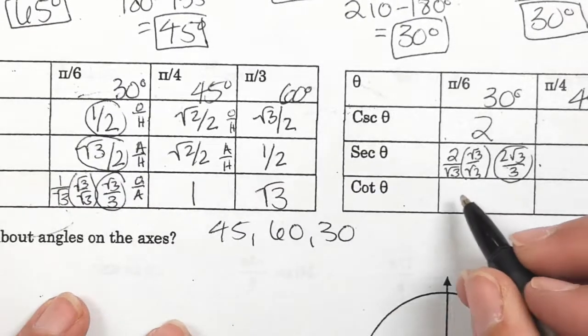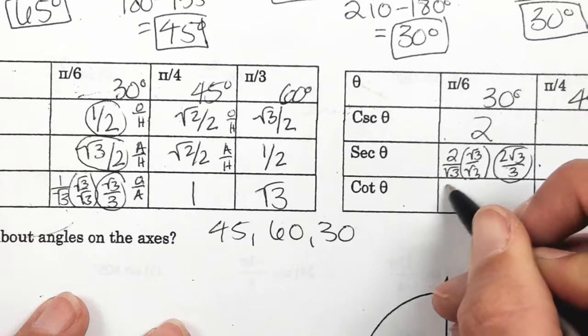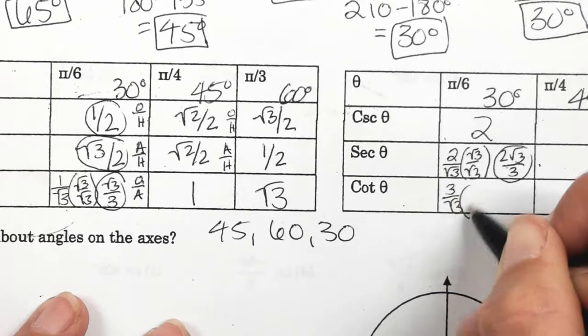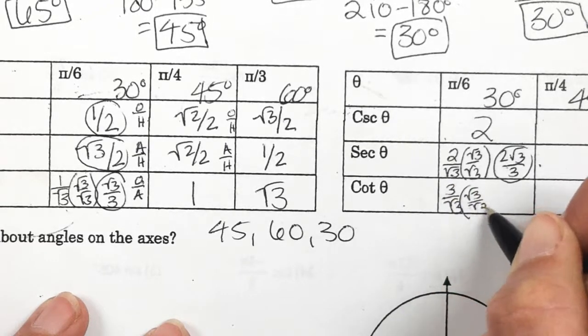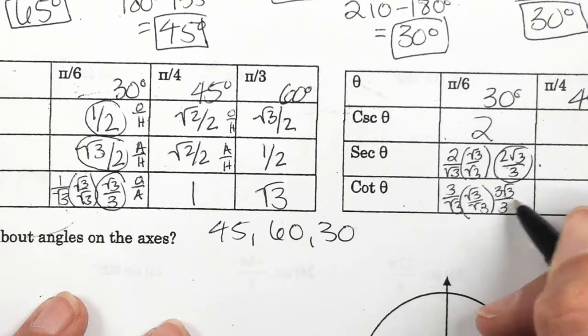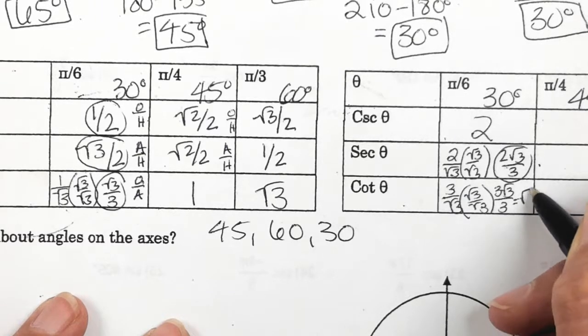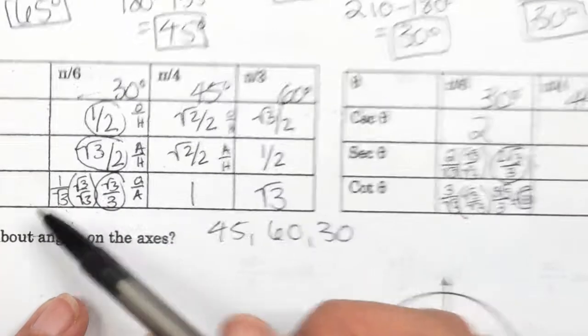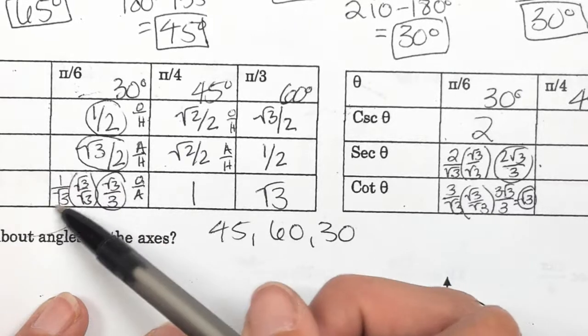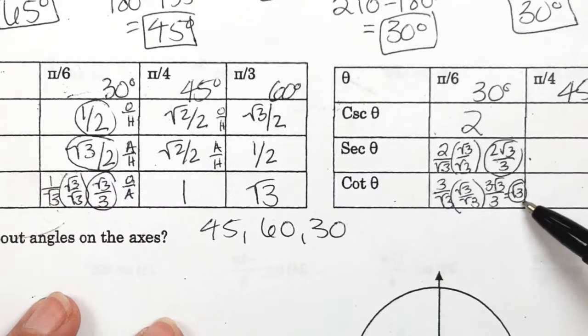This one? Let's flip it. Yeah, 3 over square root of 3. Now we have to multiply by square root of 3. We get what on top? 3 square root of 3 over 3. So that's just 1 what? Yeah, and we could have done it from here. We could have flipped this part, and you just got square root of 3 over 1 to save some time, but that's okay.